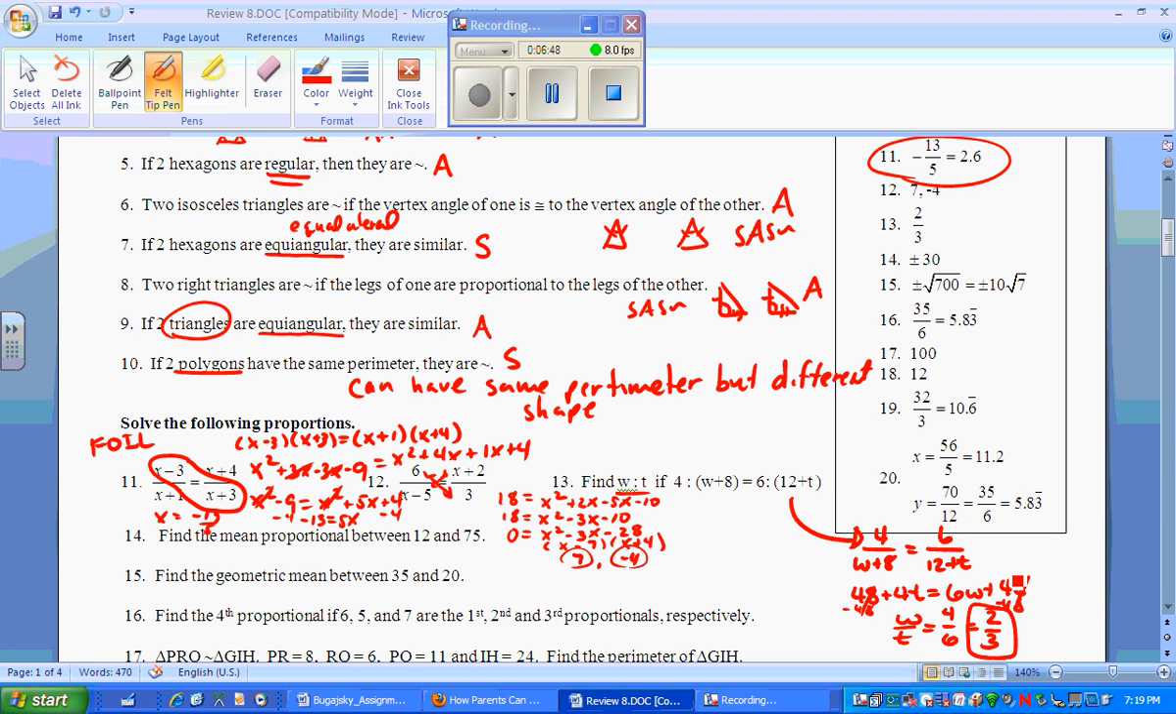Flip it to 3 over 2, and you are wrong and not even close. You did not set up the proportion like we've been talking about, and I've asked you.